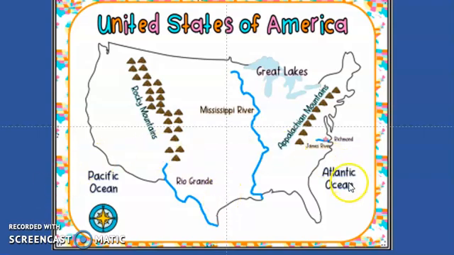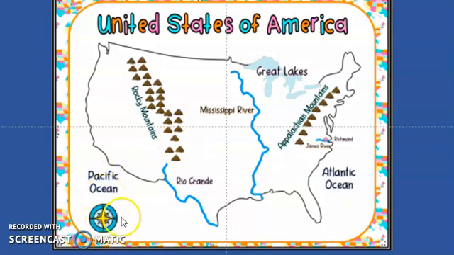So in the United States, we have the Atlantic Ocean on the east side. We live about right here. So if we go to the beach, we visit the Atlantic Ocean. On the other side of the United States is the Pacific Ocean. This is where California is. So we have the Atlantic Ocean to the east and Pacific Ocean to the west.